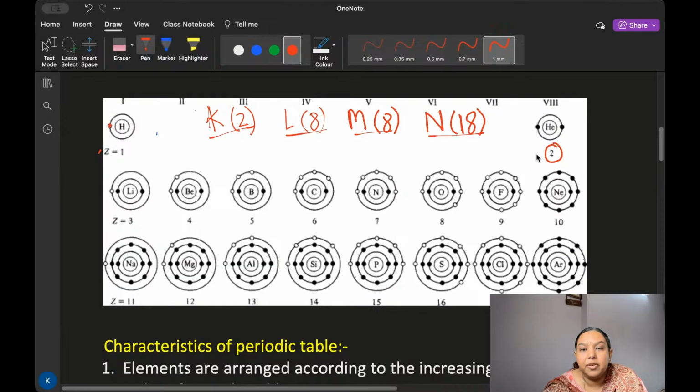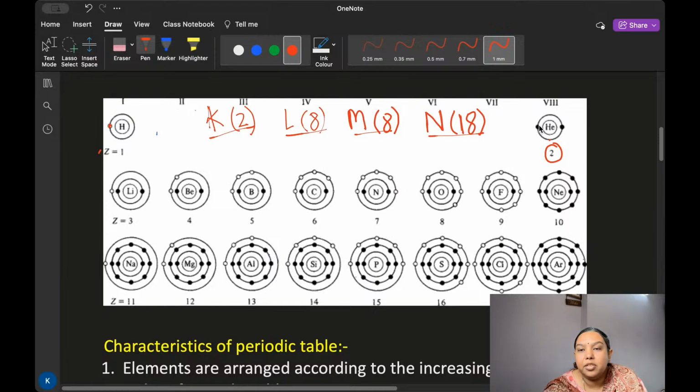In the periodic table, you will always find that the elements are arranged in increasing order of their atomic number. So this is 1, helium 2, then 3, 4, 5, 6, 7, 8, 9, 10. Then again 11, 12, 13, 14, 15, 16, 17, 18. Then 19 and 20 will be placed here. So this is group 1, group 2, group 3, 4, 5, 6, 7, and 8 elements.